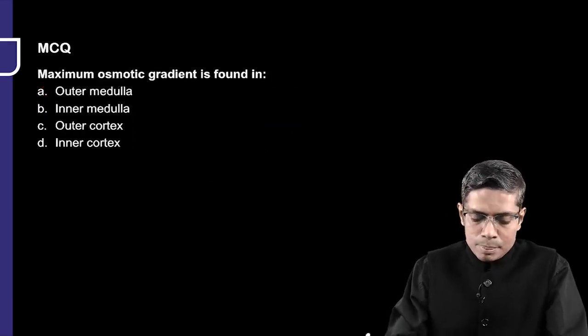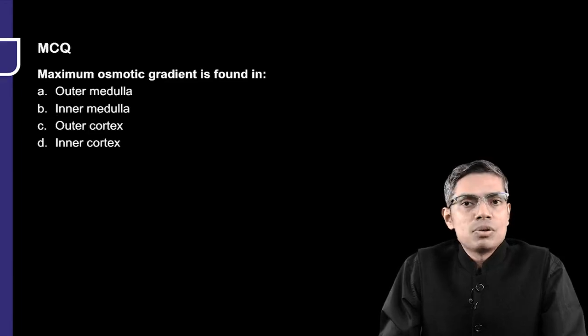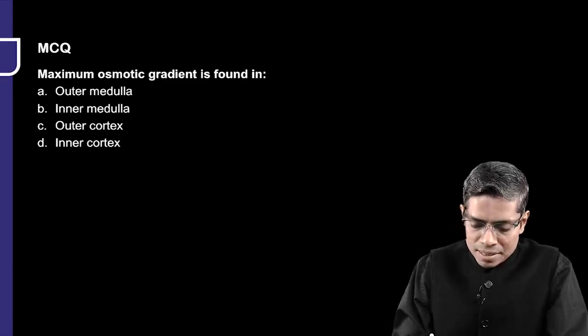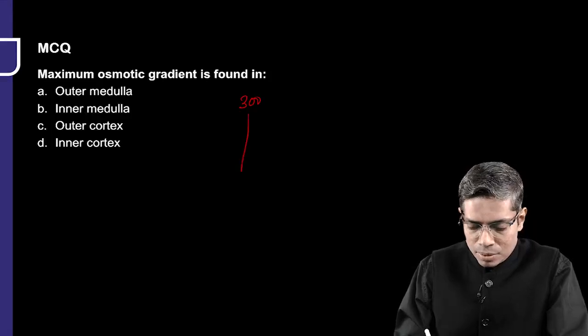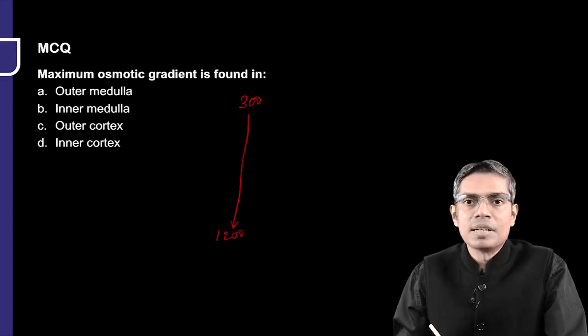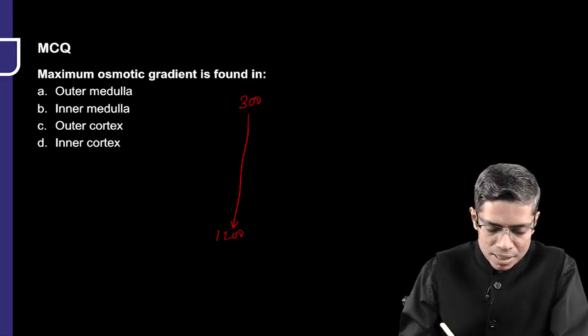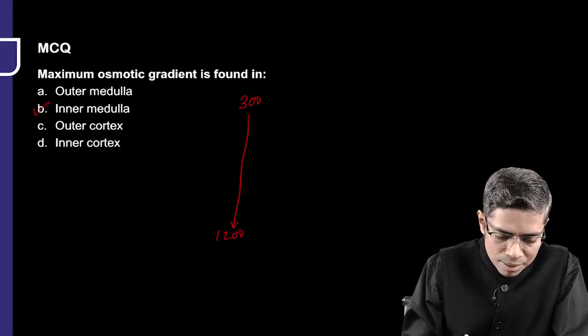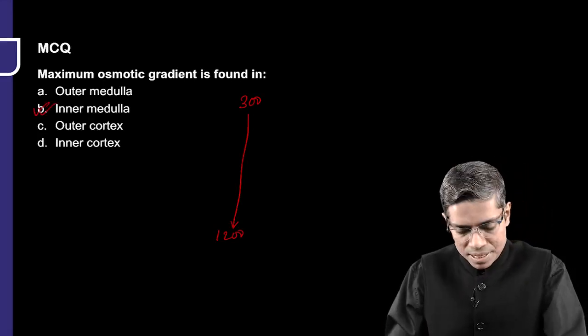Okay. Maximum osmotic gradient. I told you the corticomedullary osmotic gradient is there, and if it is 300 at the level of the cortex, it will increase towards the inner medulla, and here it will be 1200 to 1400 milliosmol per liter. So it is the inner medulla. B is the correct answer here, right?